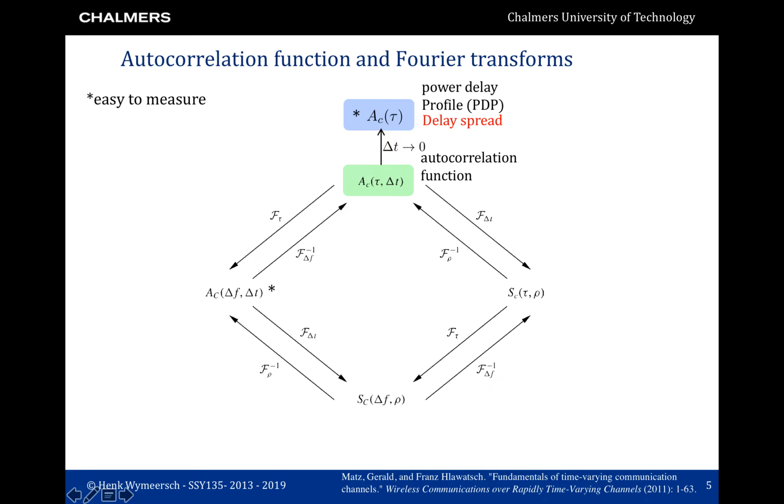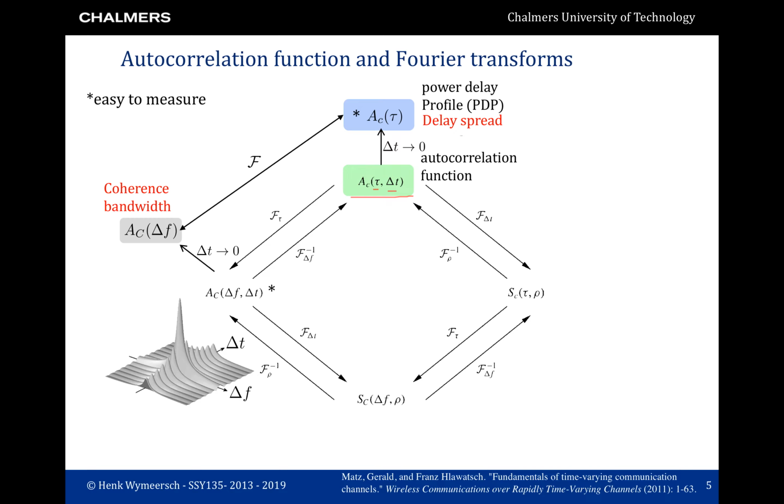This is the autocorrelation function, shown in green, under a wide-sense stationary and uncorrelated scattering assumption. It has two arguments, the delay tau and a time difference delta t. Letting delta t go to 0, we find the power delay profile, from which we can read off the delay spread. Taking the Fourier transform of the power delay profile, we find the autocorrelation function AC of delta f, which tells us how correlated two different frequencies are. From this function we can read off the coherence bandwidth. Due to the Fourier relationship, the coherence bandwidth is approximately 1 over the delay spread.